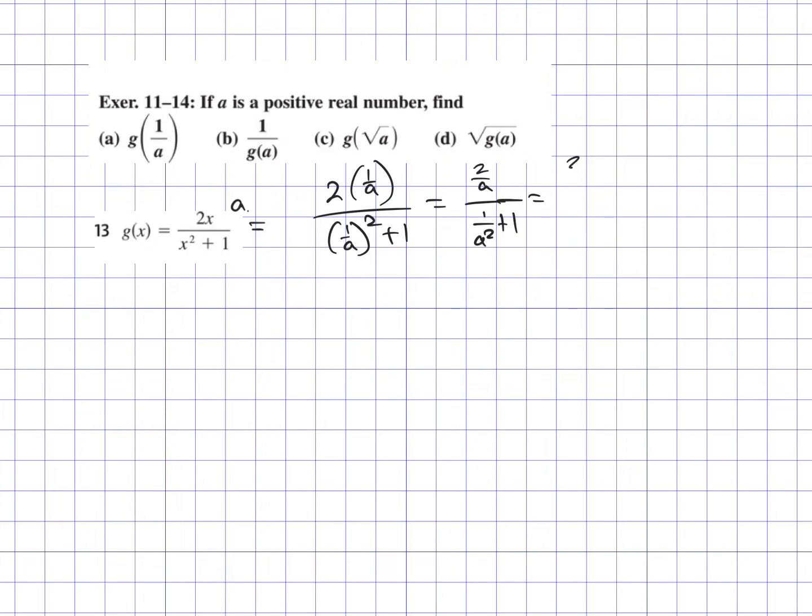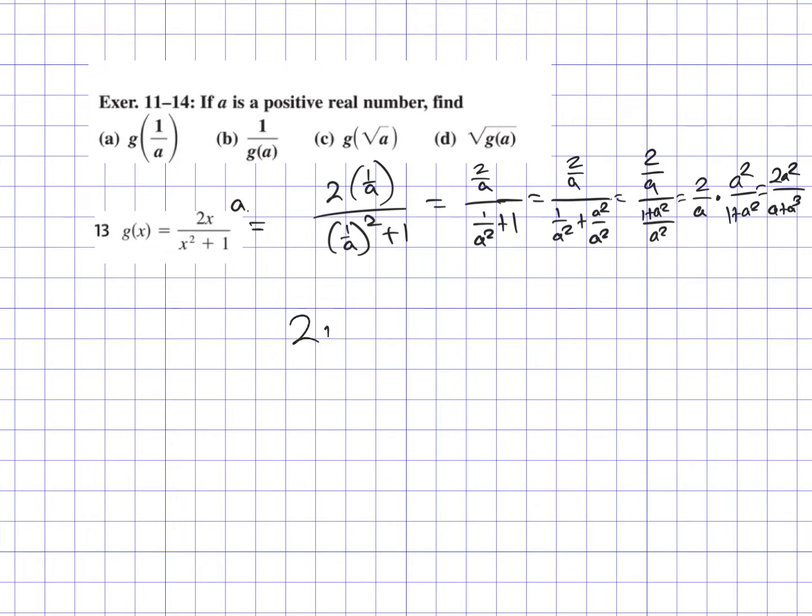So let's do the denominator here. 1 over a squared, and 1 is the same thing as a squared over a squared. So again, let's simplify. We have 1 plus a squared all over a squared. You take the top, 2 over a, times the reciprocal of the bottom. And we get 2a squared all over a plus a cubed. So now we need to simplify.